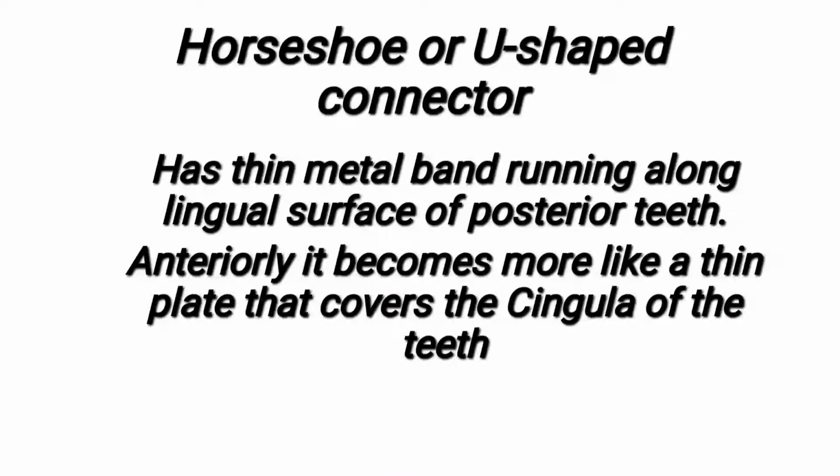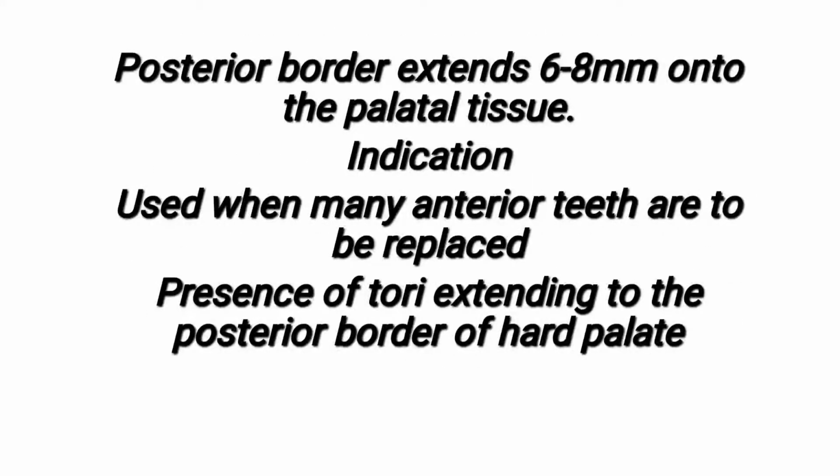Now, the horseshoe or U-shaped connector has a thin metal band running along the lingual surface of the posterior teeth. Anteriorly, it becomes more like a thin plate that covers the cingula of the teeth. The posterior border extends 6 to 8 mm onto the palatal tissue.